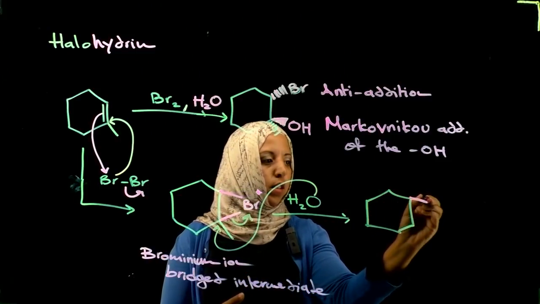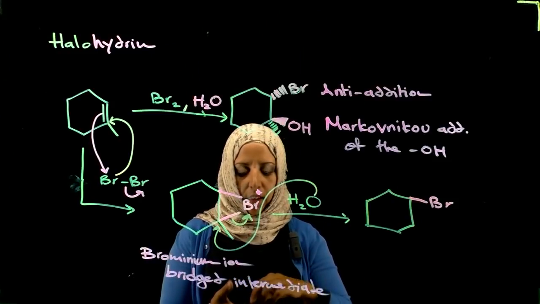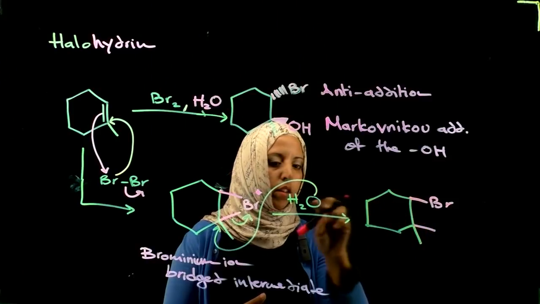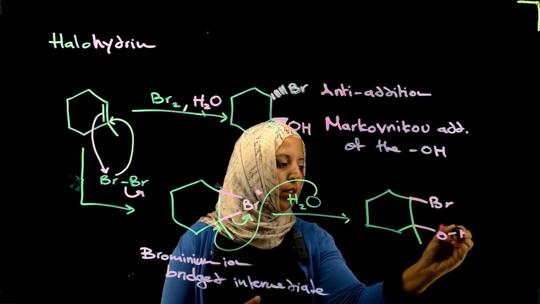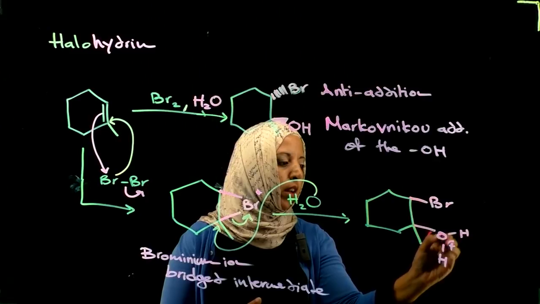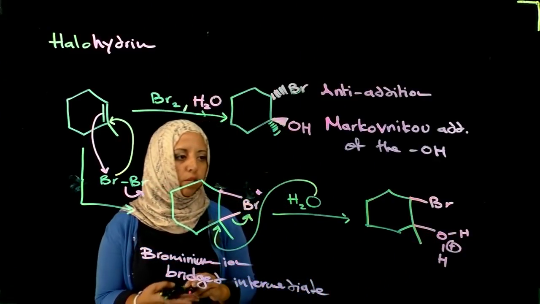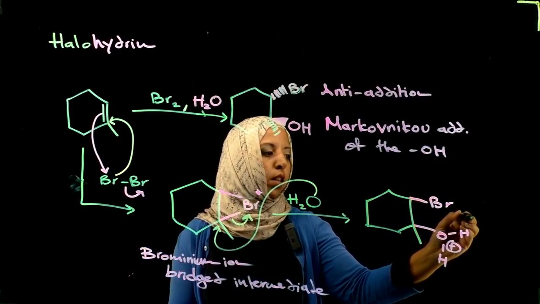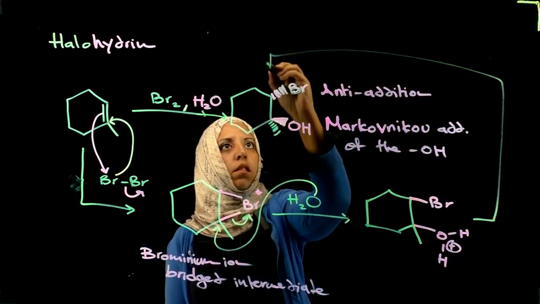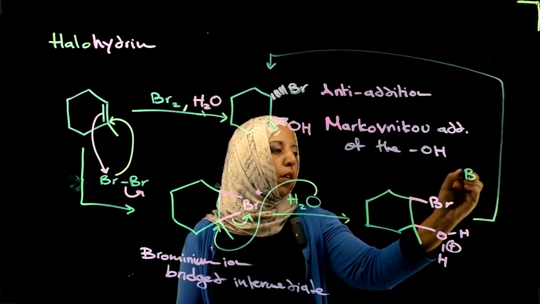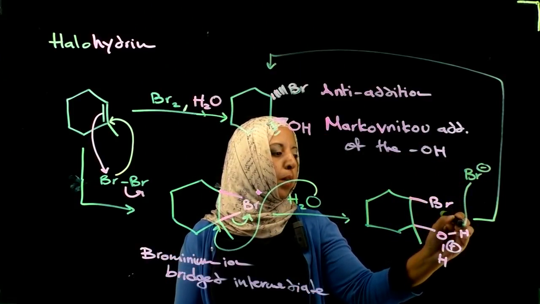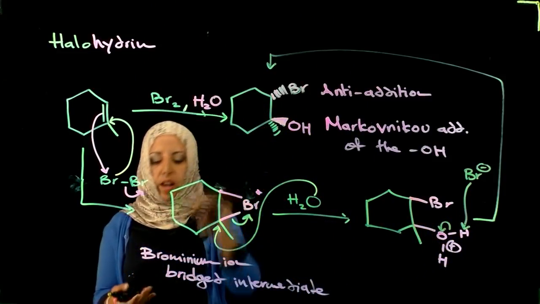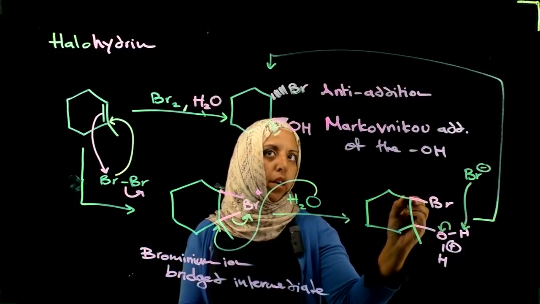So now we still have a bond to the bromine. We still have our methyl group, but now we have a new bond to water. You still have the two hydrogens attached to it, and it's positively charged. And what can happen is either water or bromide comes in, deprotonates, those two electrons go to the oxygen, and we end up getting our final product.